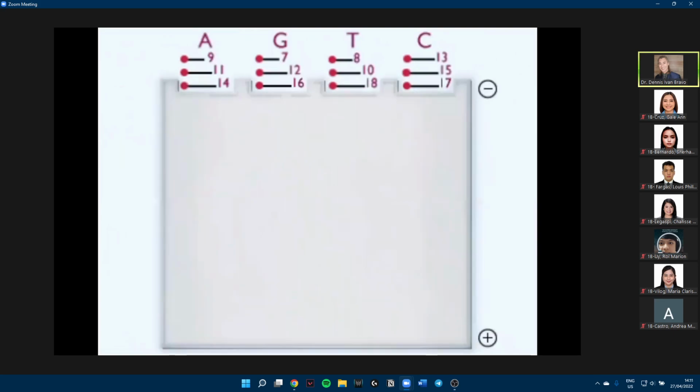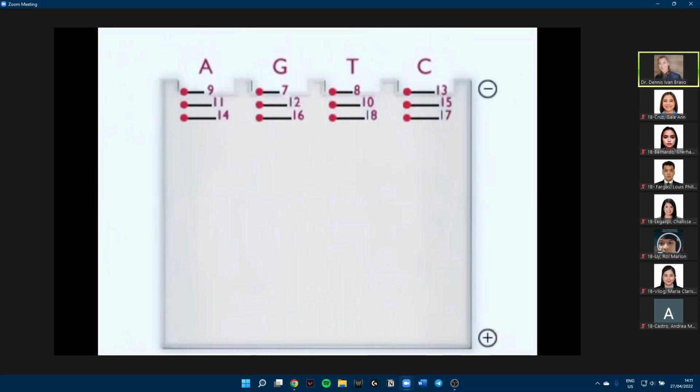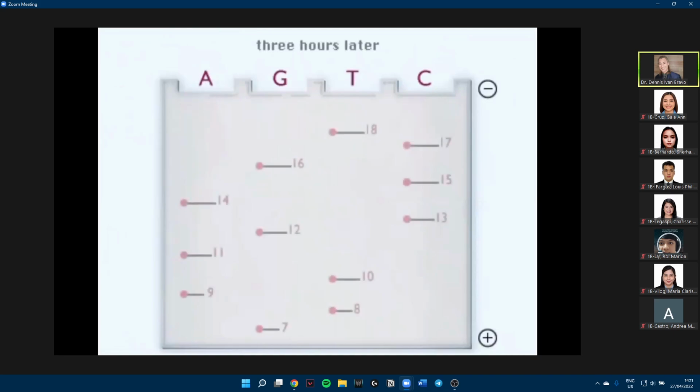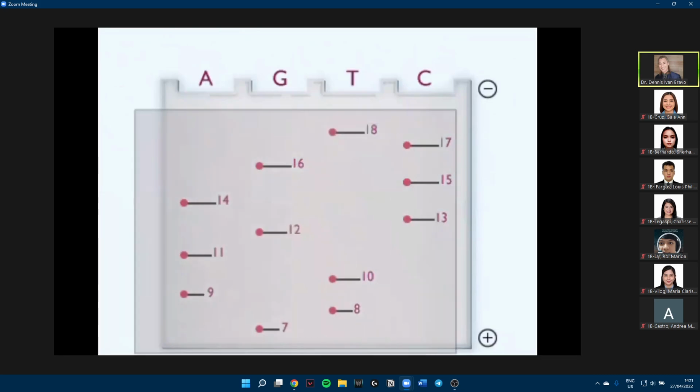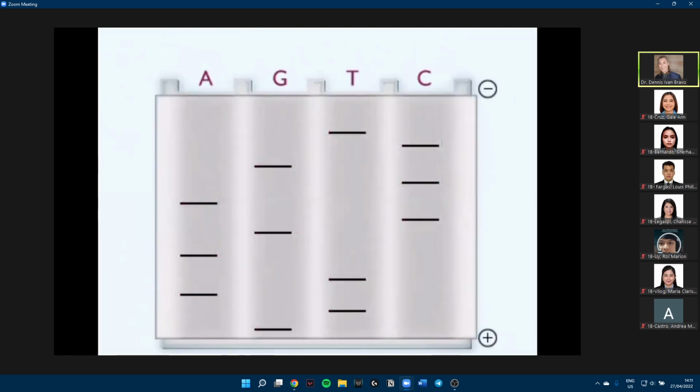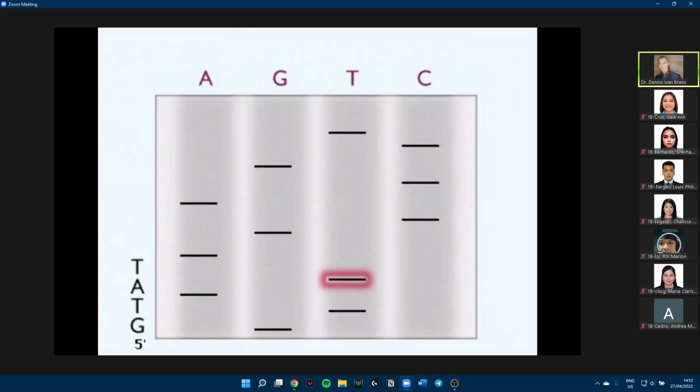Now we have to figure out the sequence of the DNA. This is where gel electrophoresis will come in. So we can now deduce. The smallest fragment has a G followed by a T, an A, a T, an A, a G, a C, and so on. So you read a gel from the bottom going up.